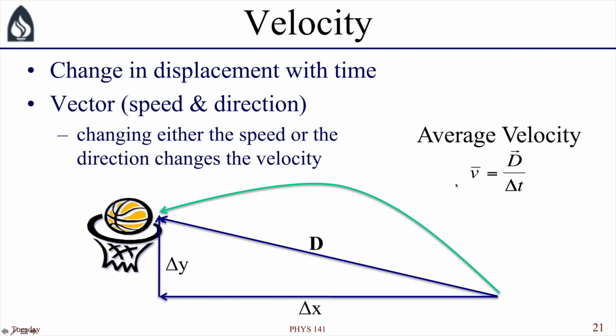Now velocity is a vector, which means it is comprised of two parts. You have the speed of the object, and then also its direction. So velocity tells you not only how fast the object is moving, but also the direction in which it is moving. And so that means we can change either the speed or the direction to have a change in the velocity. So if you have an object and it speeds up, or it slows down, or it changes the direction it's going, those all represent changes in the velocity.